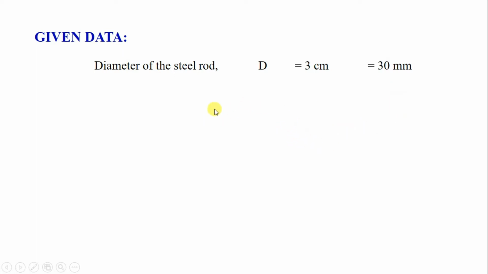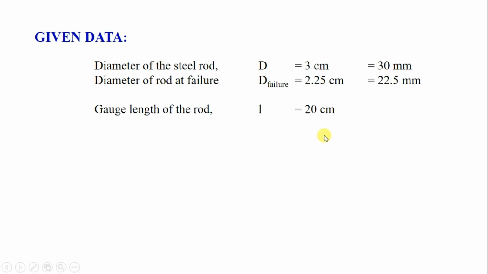And the diameter of the rod at failure stage, the diameter is getting decreased. So the D failure is given as 2.25 centimeters, which comes to 22.5 mm after conversion. Gauge length of the rod is given as 20 centimeter. We take it as 200 mm.